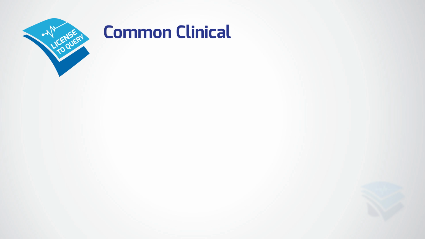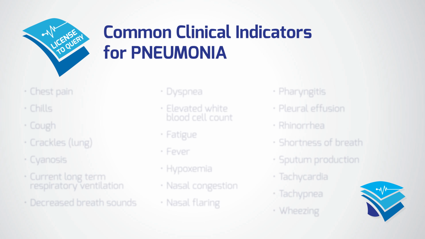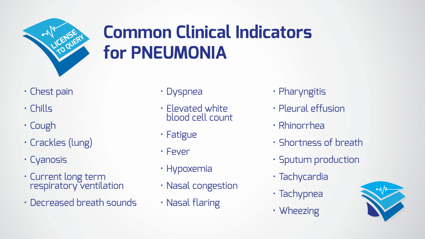Common clinical indicators for pneumonia include chest pain, chills, cough, crackles of the lung, cyanosis, current long-term respiratory ventilation, decreased breath sounds, dyspnea, an elevated white blood cell count, fatigue, fever, hypoxemia, nasal congestion, nasal flaring, pharyngitis, pleural effusion, rhinorrhea, shortness of breath, sputum production, tachycardia, tachypnea, and wheezing.